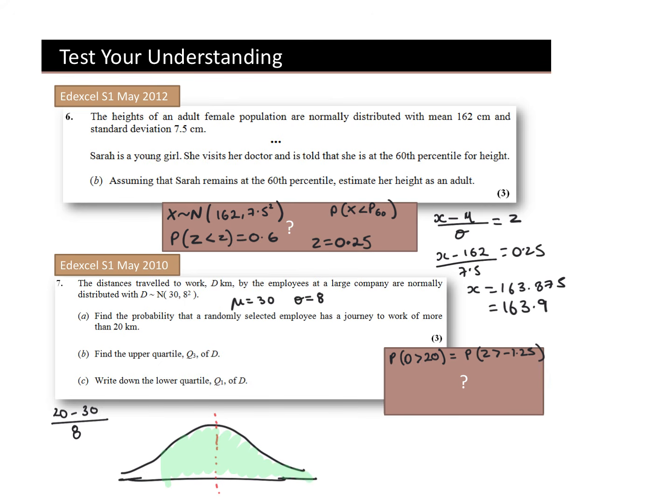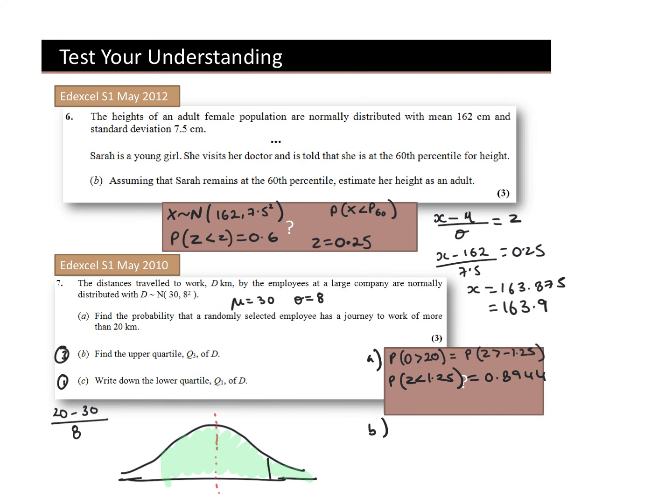Now, using symmetry, if we were to flip it, we could just say it's less than the positive of the value, couldn't we? So this is the same as the probability of Z being less than 1.25. Now I have a look on my chart for 1.25 and I get 0.8944. So that is a nice and easy 3 marks. Now the next question, part B, is also worth 3 marks and part C is worth 1. So that's A done.